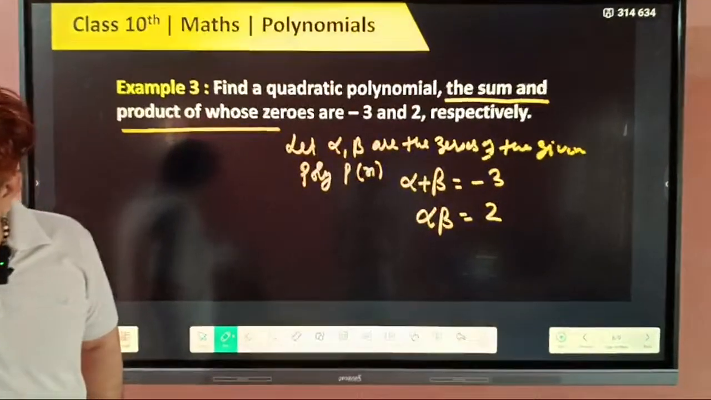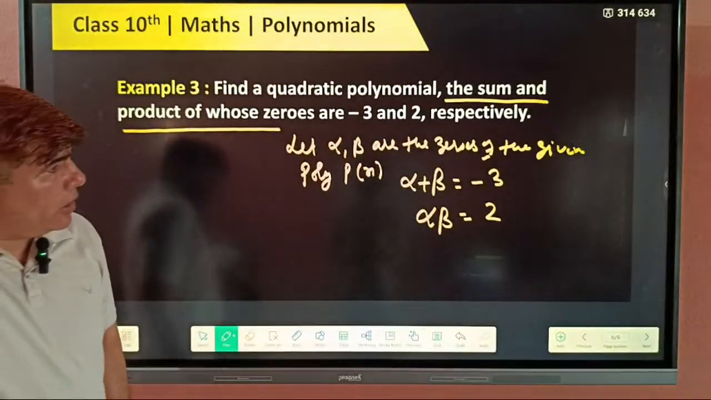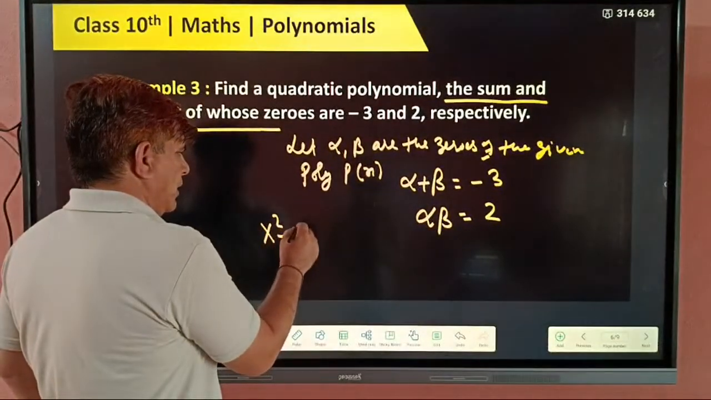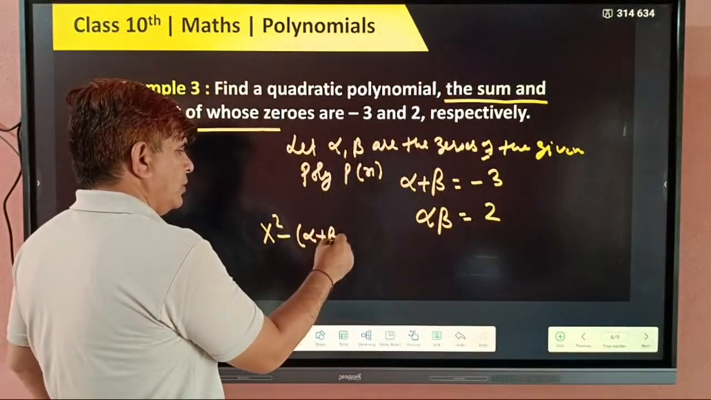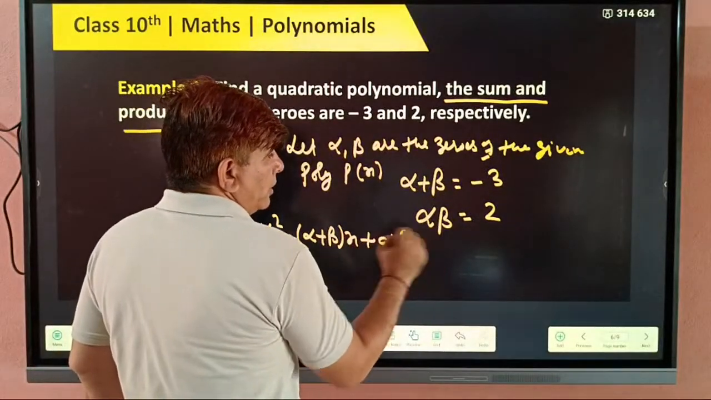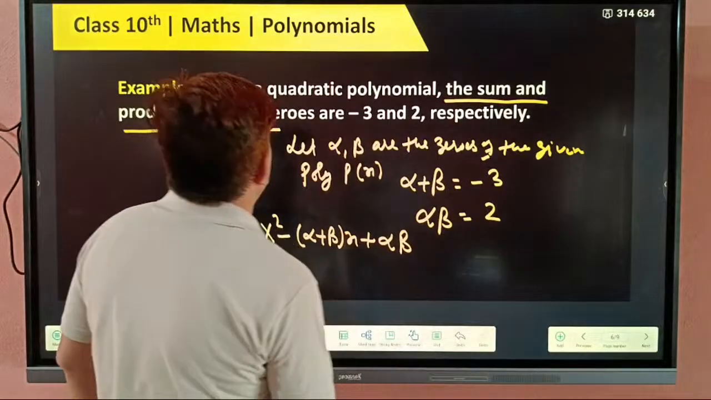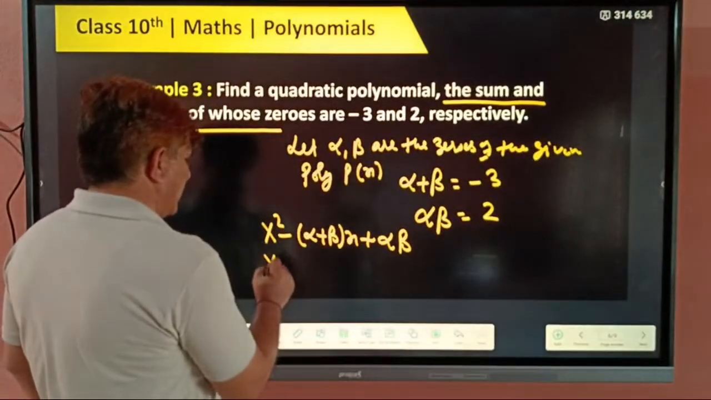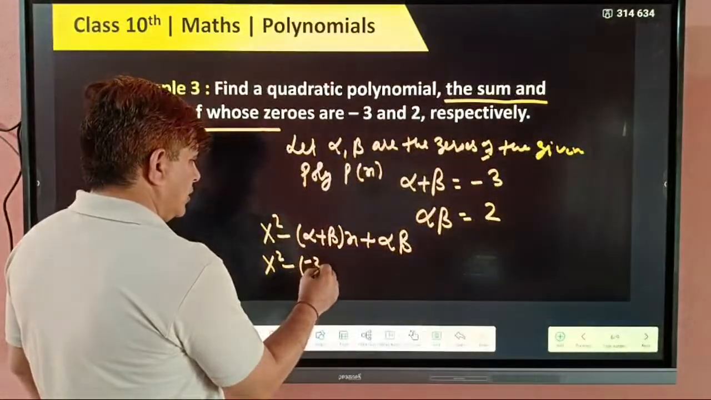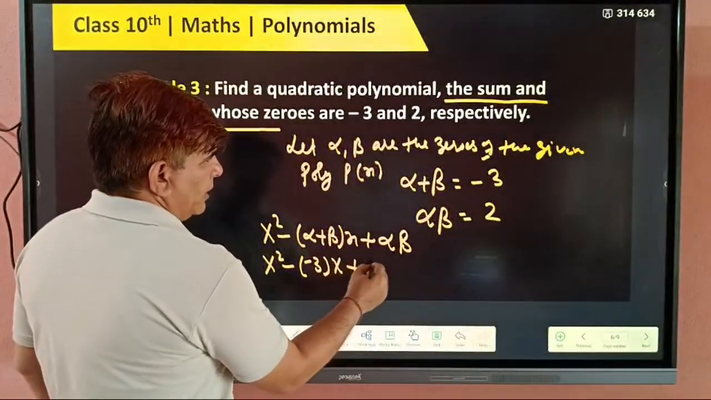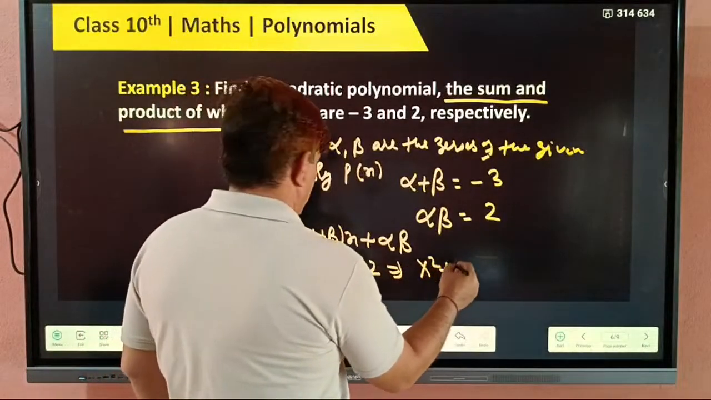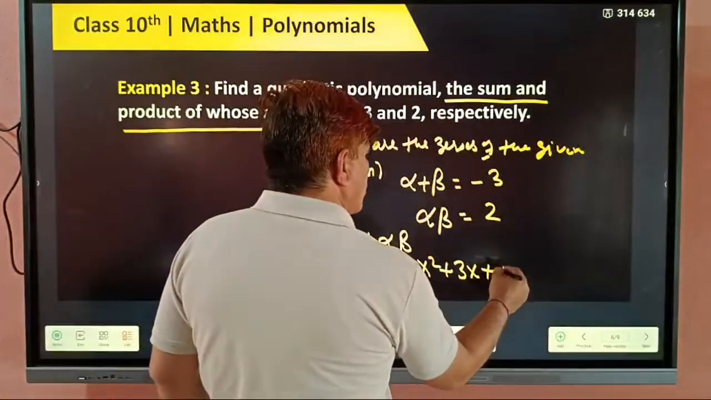What you have to find out is this. So how can you find out? This is a formula: x square minus sum of the zeros into x plus product of the zeros is the quadratic polynomial. So x square minus alpha plus beta, minus 3, into x plus alpha beta, 2. So what we can say? x square plus 3x plus 2.